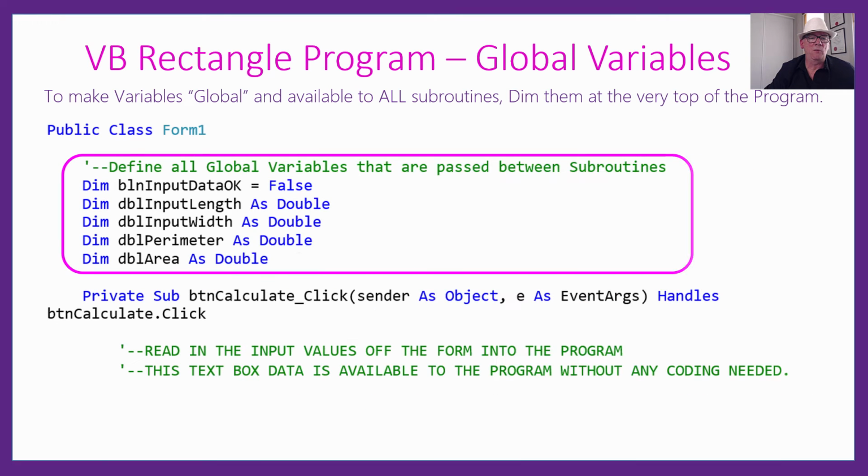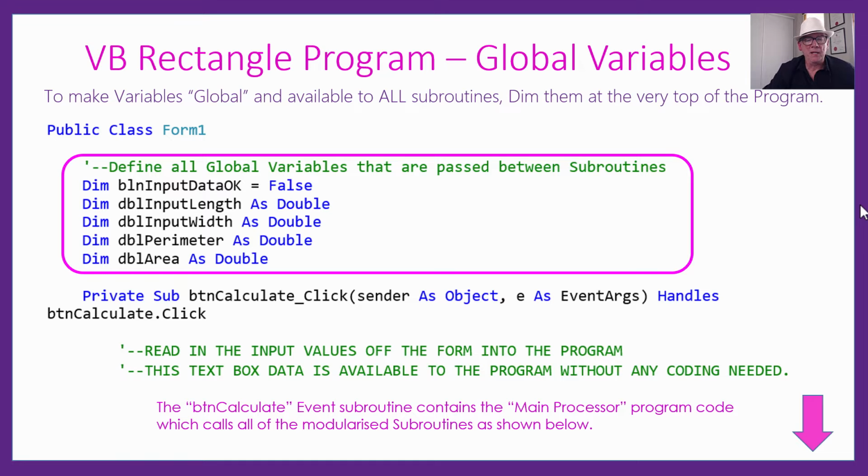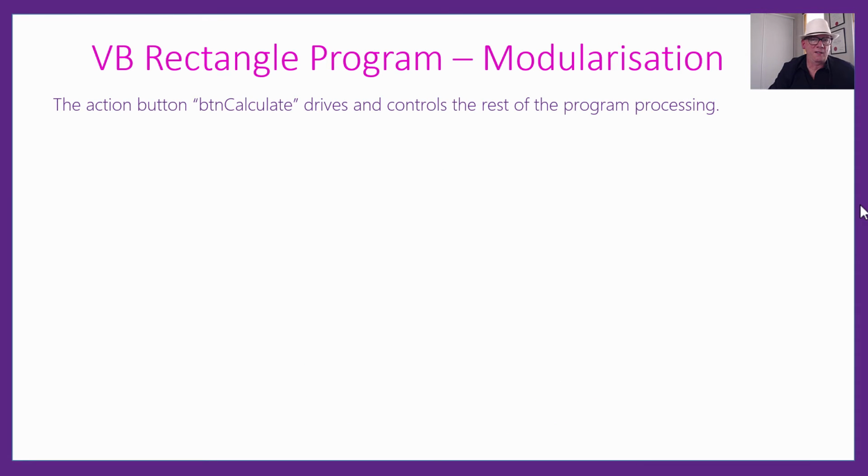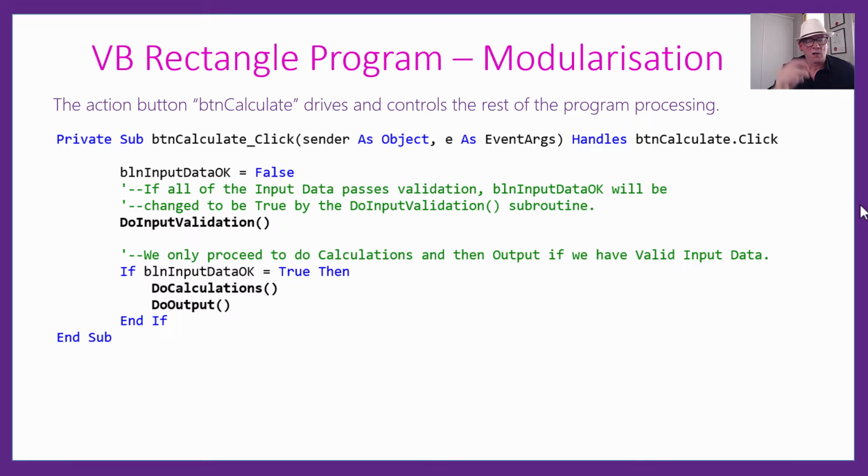How you do the global variables is you just, up the top of your program, straight underneath Form 1, is where you dimension these. So you don't dimension them down in a subroutine, you do them right up the top here, and we just set all of these up as doubles, except our Boolean one for if the data is okay or not, which is going to be true or false. Okay, and then we're ready to go underneath there with our subroutine that's going to be for when they click the calculate button. Now BTN calculate here, this is going to be the main subroutine, the main processor for our program. And now that we've modularized, this calculate button drives the rest of the processing.